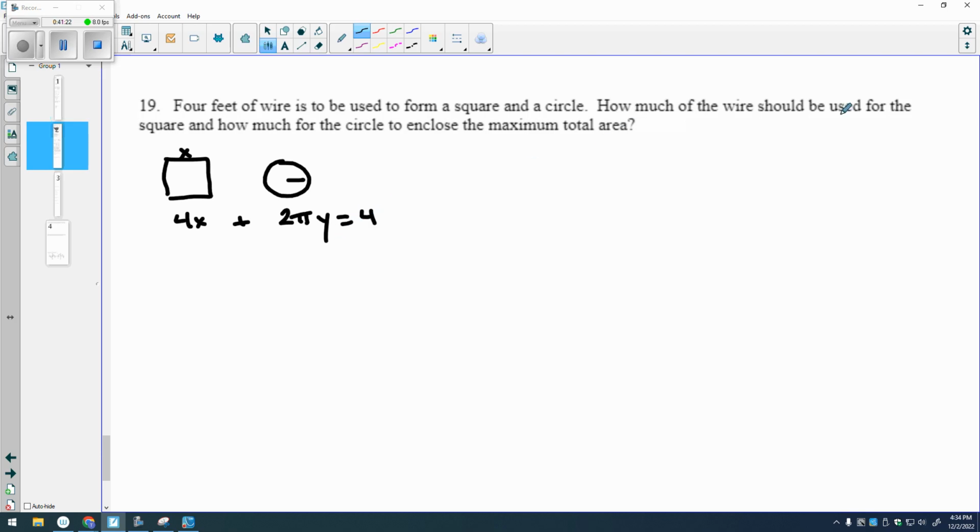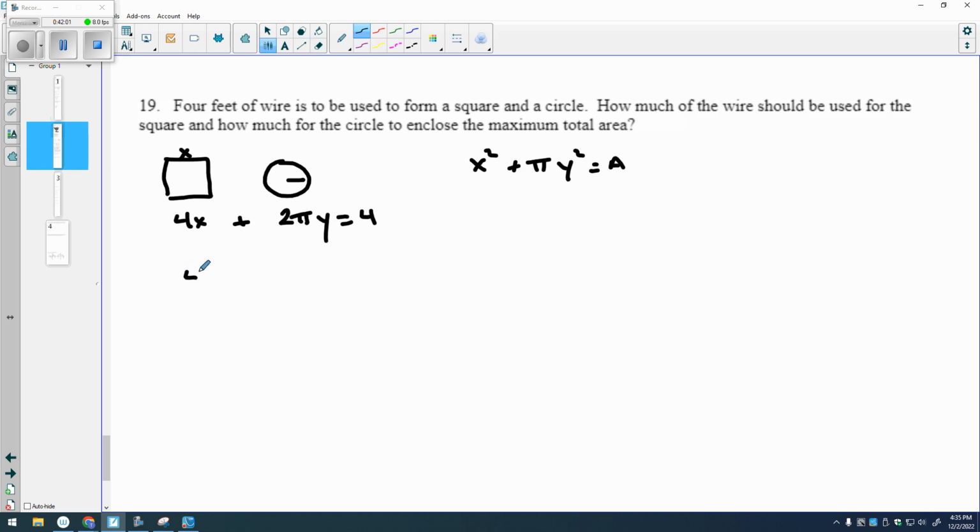Okay, how much wire should be used for a square and how much for the circle to get maximum total area? Area of the square, x squared. Area of the circle, pi times r squared. So there's the area formula for what I'm trying to maximize. I don't want 2 variables, I just want 1. I can solve this for either x or for y. They're both going to be a mess. So let's solve for x. Maybe a little bit less messy.